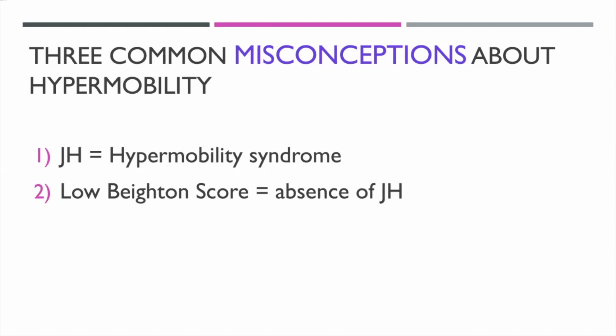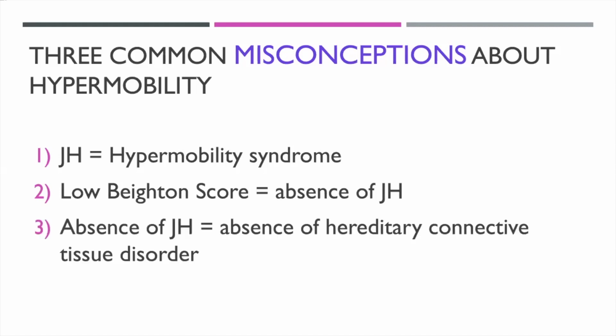The Beighton score does not take into account the range of motion of the shoulders or the hips, for example. So someone can have joint hypermobility in joints that are not accounted for in the Beighton score and yet be hypermobile. And the third common misconception is that the absence of joint hypermobility means that the person does not have a hereditary connective tissue disorder. As people age, they tend to be less hypermobile. And this is an extremely important concept because oftentimes people become more symptomatic as they get older.